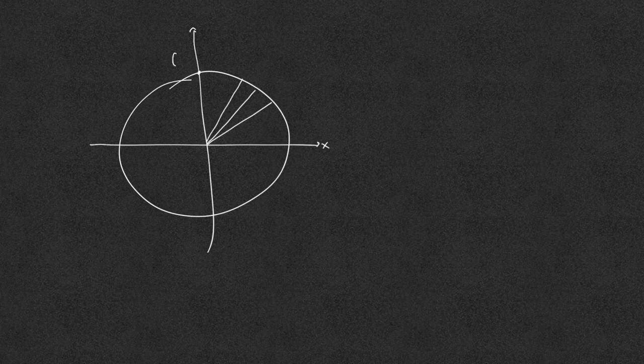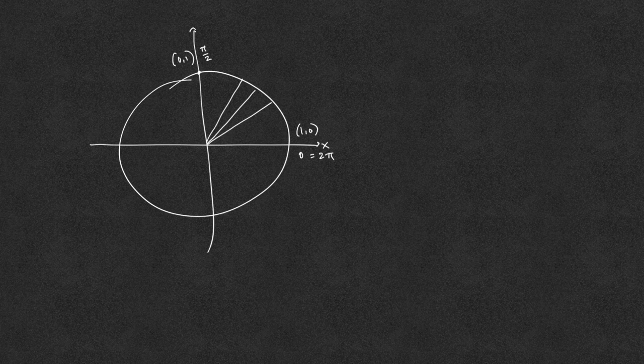At the point (1, 0) and the point (0, 1), we should know that the angle associated with (1, 0) is 0 or 2 pi. The angle associated with (0, 1) is pi over 2.